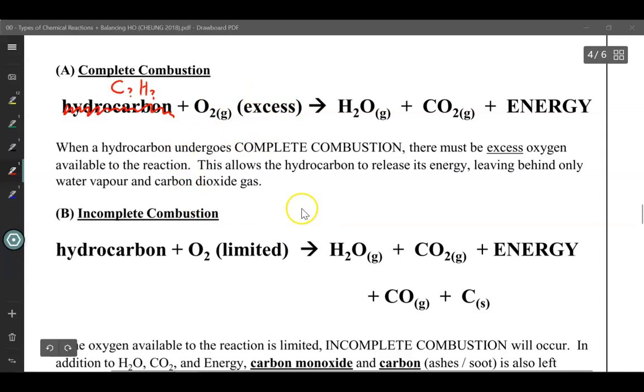Well, that was depressing, but hopefully you have learned something from this tragedy so that it does not happen to you. But with regards to tests and assignments, I will tell you in the question itself whether or not it's an excess or a limited oxygen scenario so you know which equation to write out.